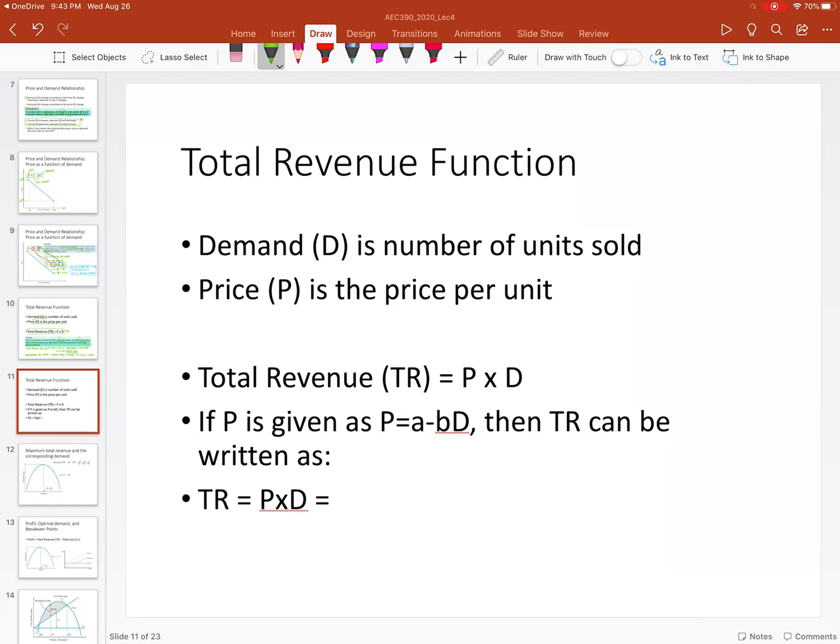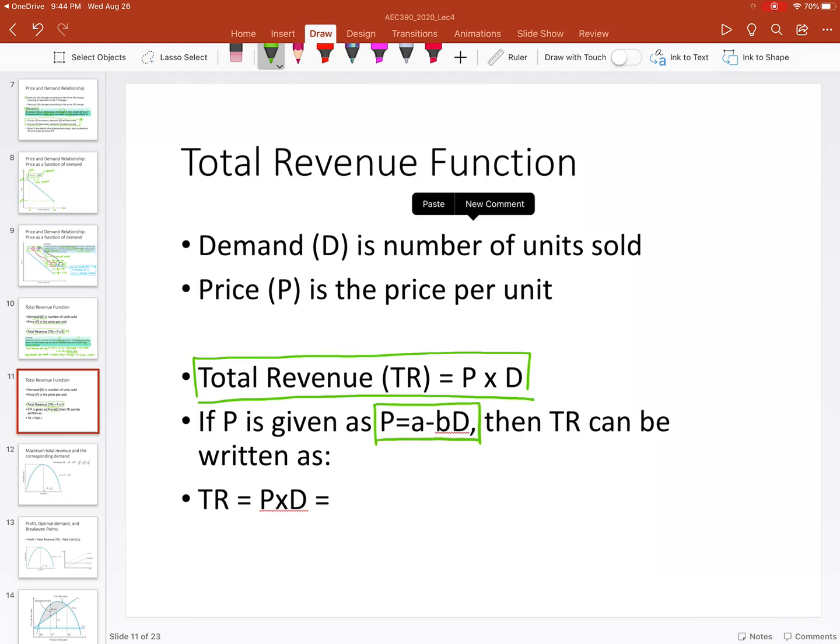Okay, and here we want to step further to learn about the total revenue function. So we have already seen this. Total revenue is P times D, right? Price times demand. And what if we replace the P by P is A minus BD? Remember that? That's the line for the price and demand. And we say the general formula is P is A minus BD, right? So what if we replace the P by this formula? Then you can write the total revenue in another way.